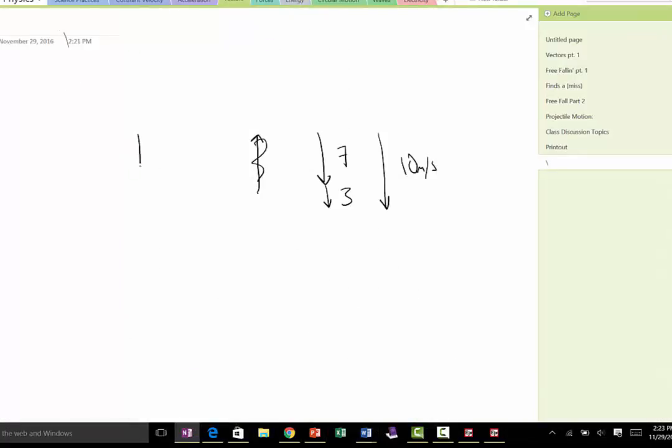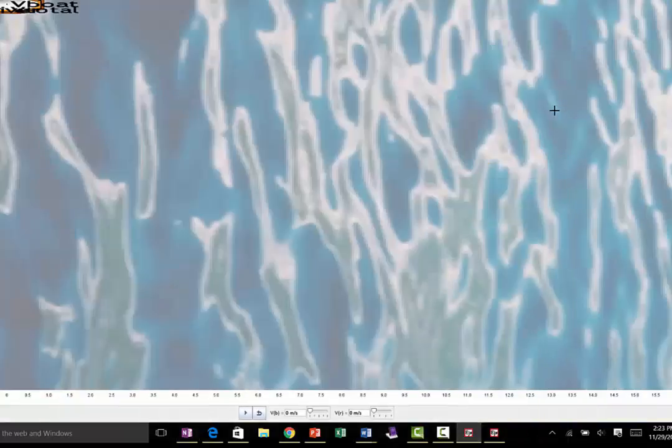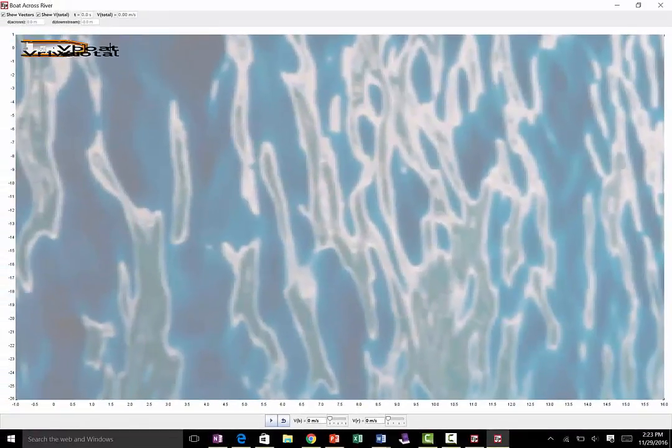So I'm going north 7 meters per second, tip to tail, but I'm going 3 south. My resultant would be 7 minus 3, or 4 meters per second. So we saw vector addition, we saw how that worked out in one direction. Now I'd like you to predict if I were to send the boat across a river that is not moving at all. I'm going to go ahead and show you that now.